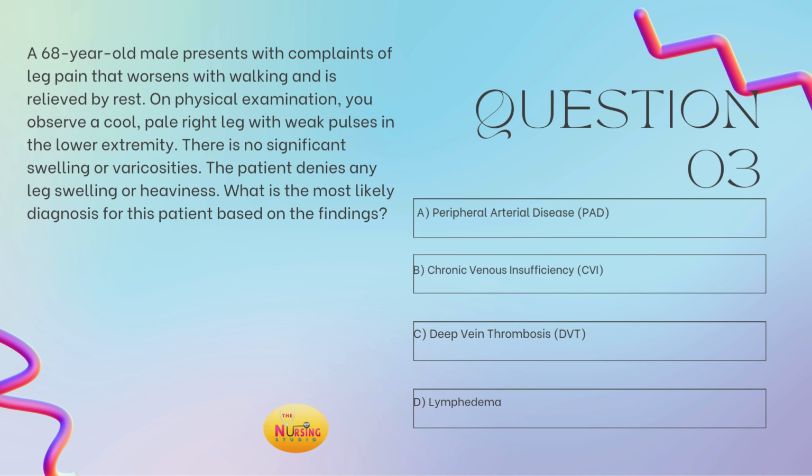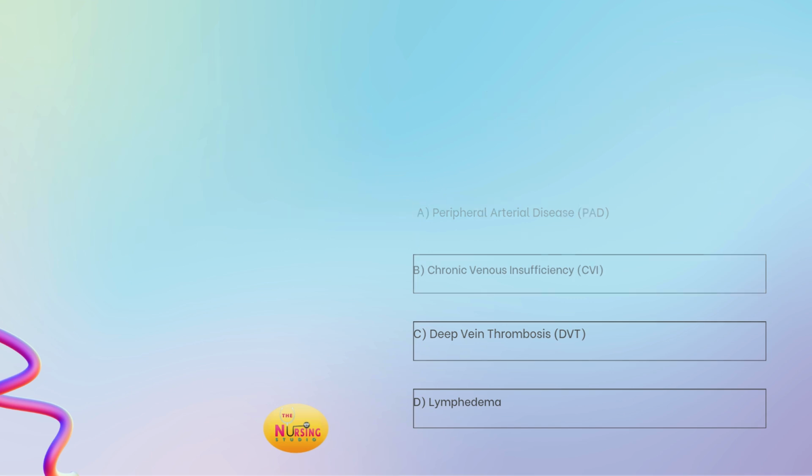On exam, the extremities are cool to touch. The right leg is pale with weak pulses. Y'all, this is a classic presentation of PAD, right? Peripheral artery disease. Also here, to help you rule out CVI, the patient denies any leg swelling or heaviness. Those are classic for CVI. So this confirms your diagnosis of peripheral arterial disease. A is your best answer.